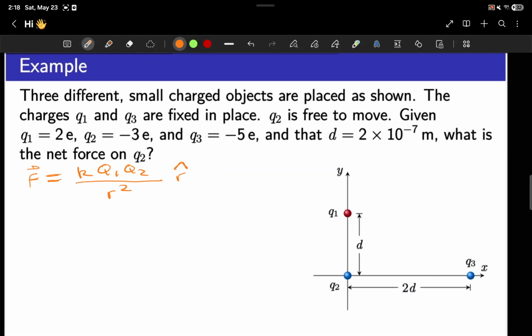So we have three charges here. Charge 1, charge 2, and charge 3. Charge 1 and charge 3 are fixed in place, and charge 2 is free to move. Charge 2 will move depending on the force that's exerted on charge 2 from charge 1 and charge 3.